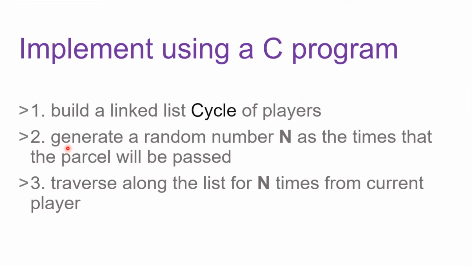Then we can generate a random number, which decides how many times we have to pass the parcel among players along that circle. With that number, we pass it one by one until it stops at one of the players. That's the one who holds the parcel.